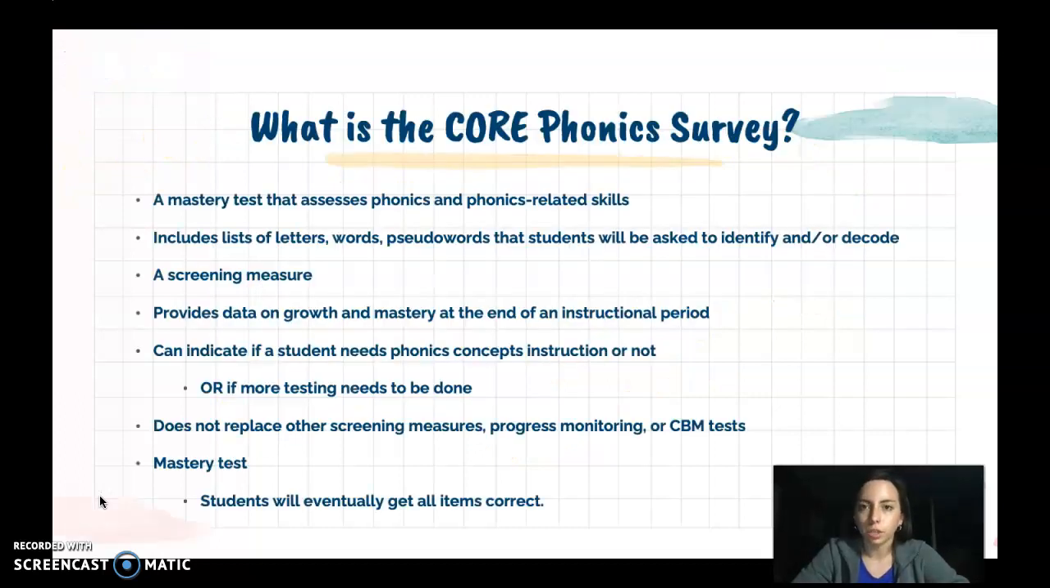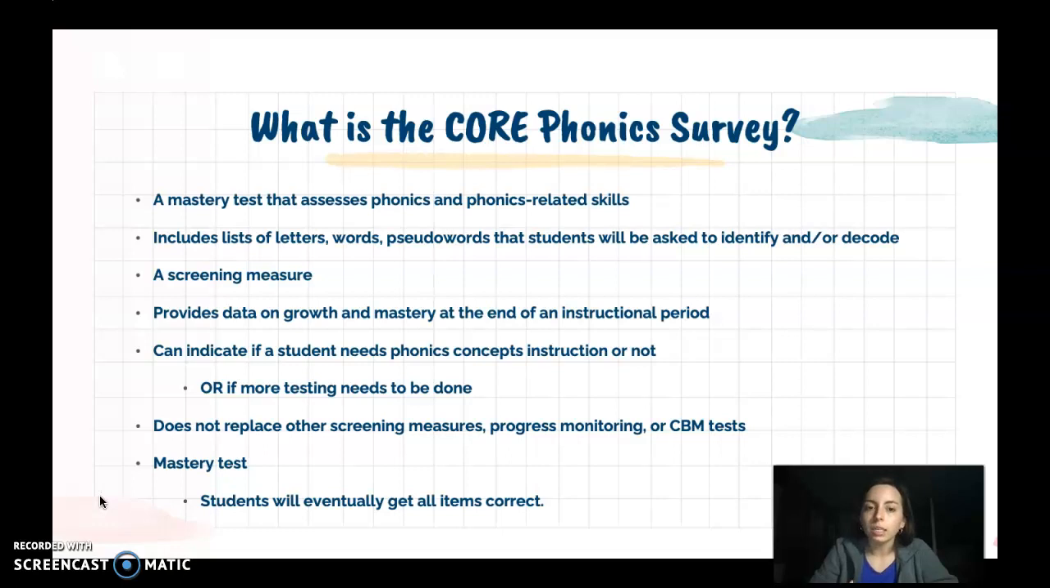What is the Core Phonics survey? It's a mastery test that assesses phonics and phonics-related skills. It includes a list of letters, words, and pseudo-words that the students will be asked to identify and/or decode. It's a screening measure. It provides data on growth and mastery at the end of an instructional period.